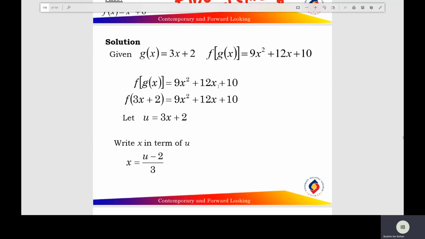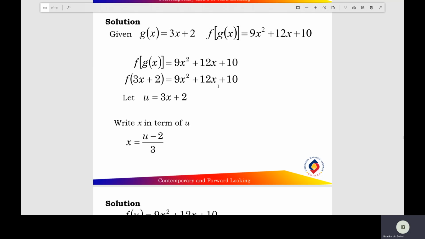Okay, check the solution. First, the composite function f of g equals 9x squared plus 12x plus 10. And here you find f of g, f of 3x plus 2, the left-hand side. f of 3x plus 2 equals 9x squared plus 12x plus 10.